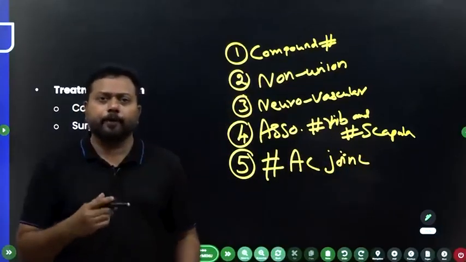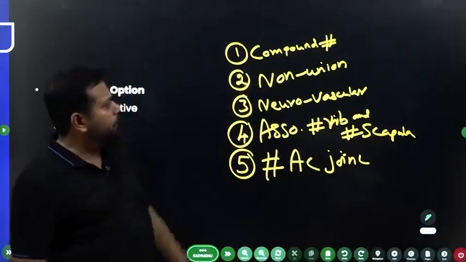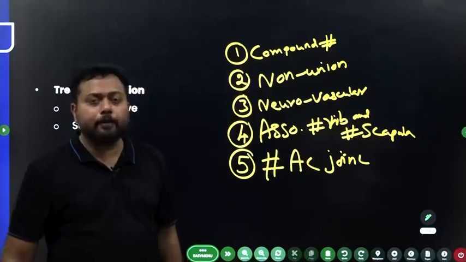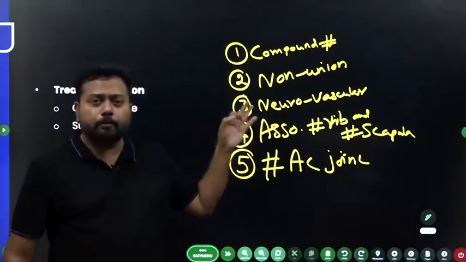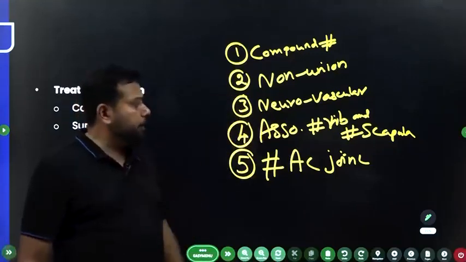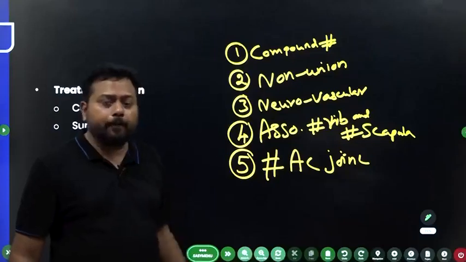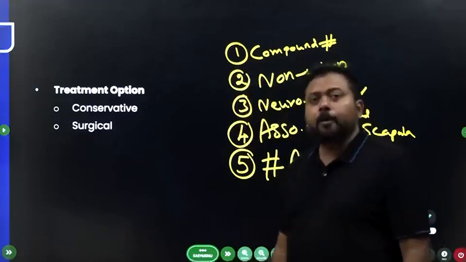You can't give a figure of 8, that will displace the fracture more and it needs fixation. So only 5 indications are there for fracture clavicle, surgical indications for fracture clavicle. Number 1, if it's a compound fracture. Number 2, non-union. Number 3, associated neurovascular injury. Number 4, it is associated rib and scapula fracture. Number 5, when the fracture is near the AC joint, acromioclavicular joint.